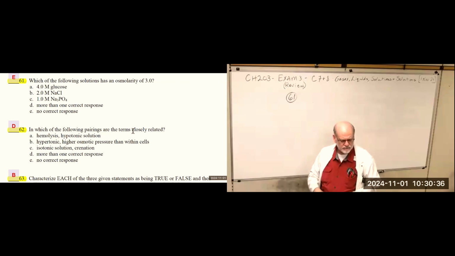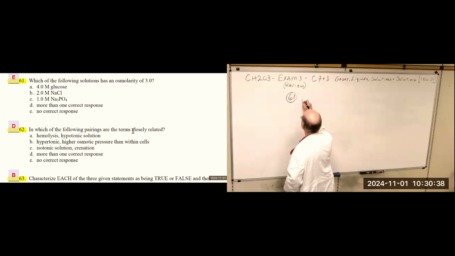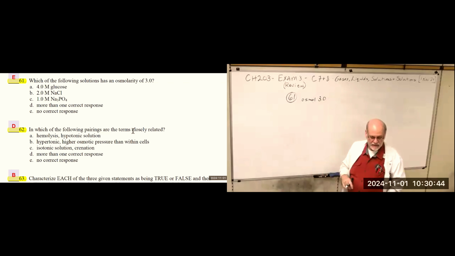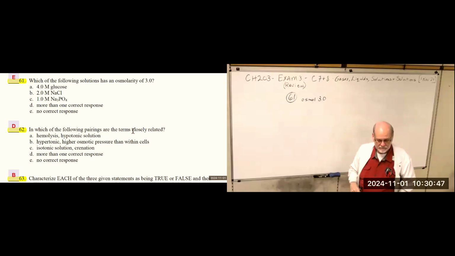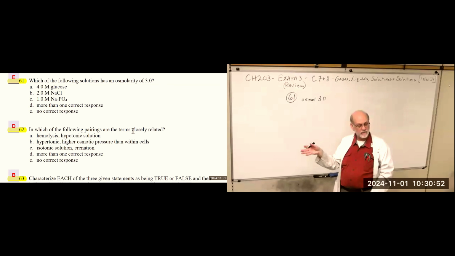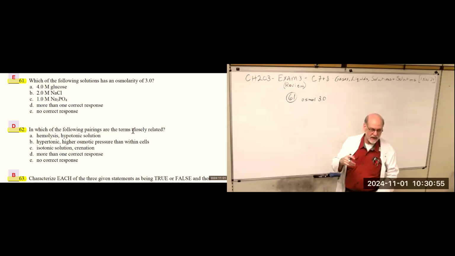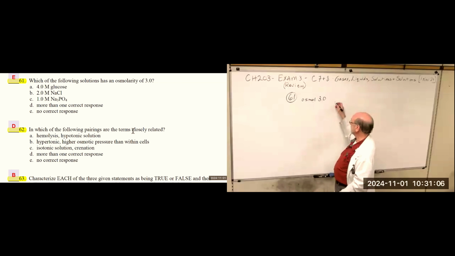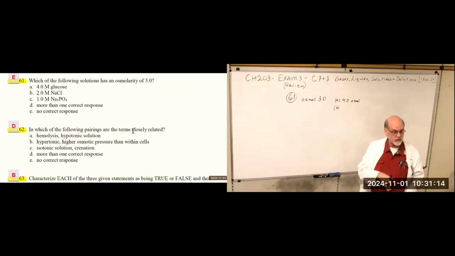Which of the following solutions has an osmolarity of 3? Osmol 3. What is osmol? Osmol is a derivative of molarity, which takes into account the dissociation of the solute. If the solute does not dissociate, then molarity and osmolarity are identical. That means A is 4 osmol, because glucose does not dissociate.